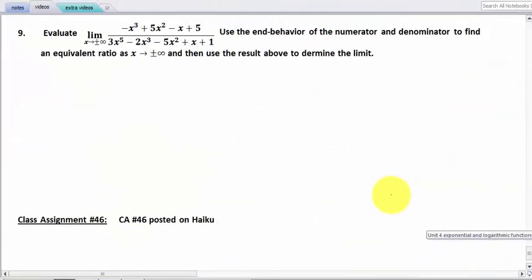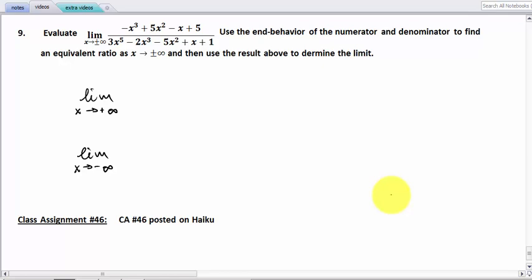Okay, here's number 9. I want the limit at plus or minus infinity. So we're going to first study at plus infinity, and then we'll study the limit at negative infinity. So this is the end behavior of this function. We're going to study that systematically in the next lesson. This is a ratio of two polynomials. It's called a rational function.